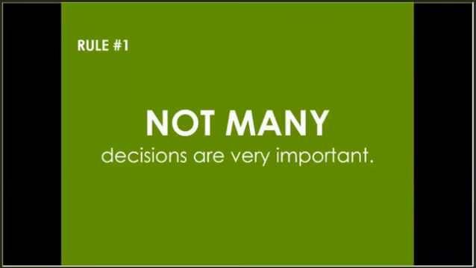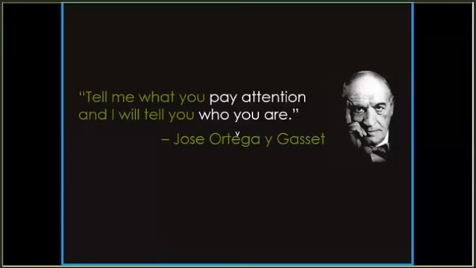Priorities are defined as any activity that must happen for the project to move forward. You should limit this list to 3 to 5 items. Quote here, tell me what you pay attention to, and I will tell you who you are. So take a look at your sheet that you just developed, the little priority sheet from the High Performance Academy. That encompasses all the important decisions you have to make.